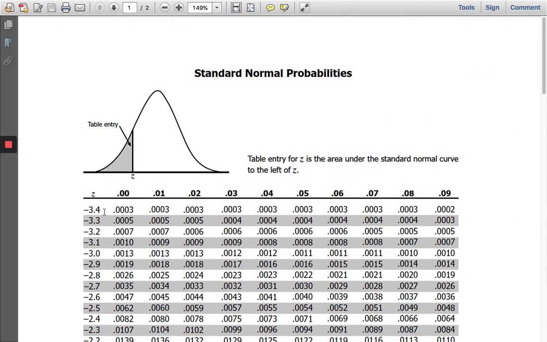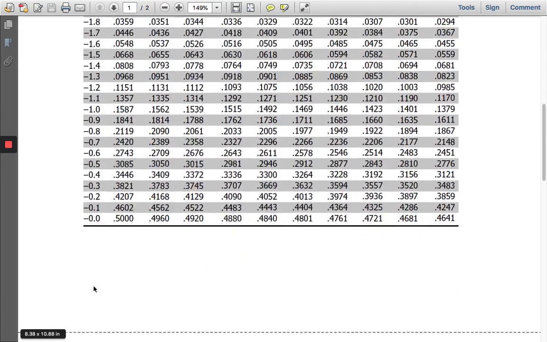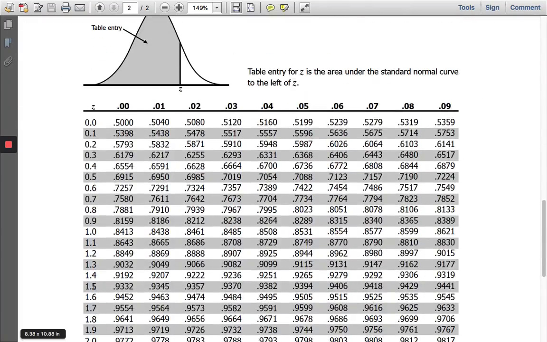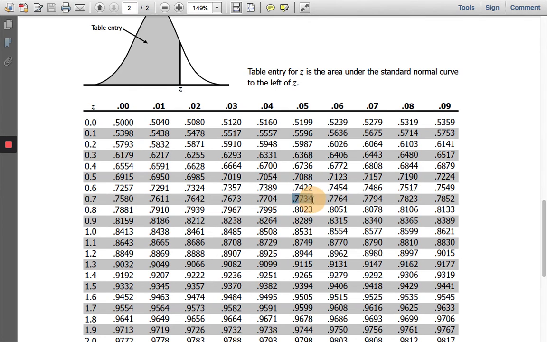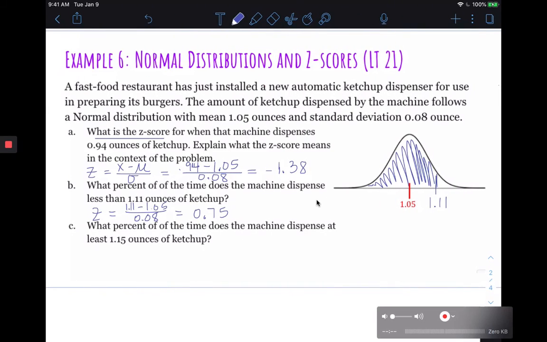I'm going to go over to the table. I'm looking for positive 0.75 here. So these are all negative. I'm going to go to the positive z-scores, positive 0.7, and then we want 0.75. So if I go along the top, I'm looking for where the 5 is in the hundredths place. So I'm going to that value right there. 0.7734 is what I want. So I want 7 in the tenths place, the 5 in the hundredths place for 0.75. So 0.7734 is this area.